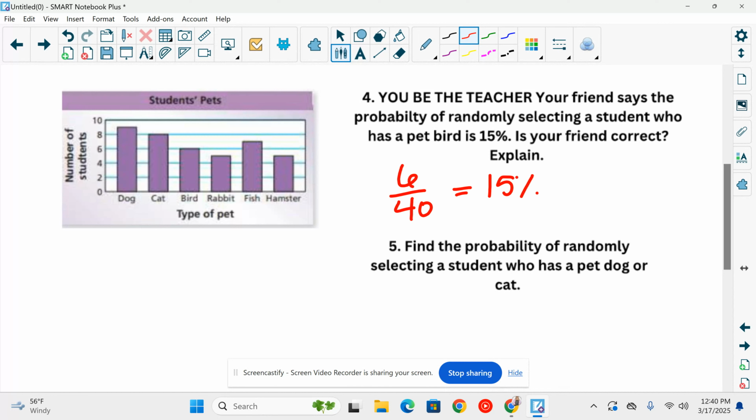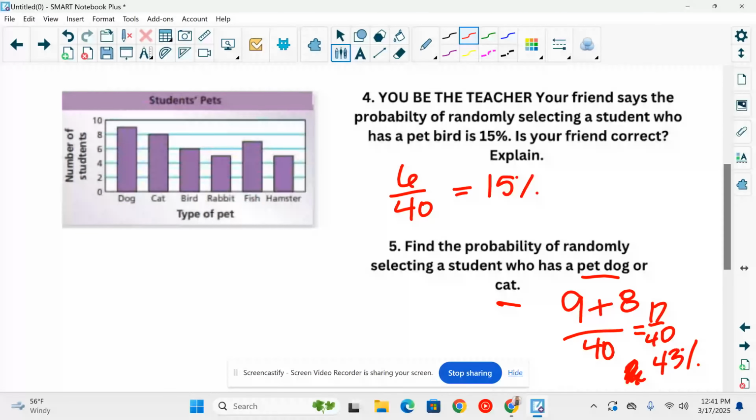So what was the probability of a pet dog or cat? When it says or, what are we doing there? We're adding it together. So we had 9 for dog, 8 for cat out of 40, which is 17 over 40, which gave me a percent of 42.5% exactly, right? Questions on how to do any of those? No? Okay.